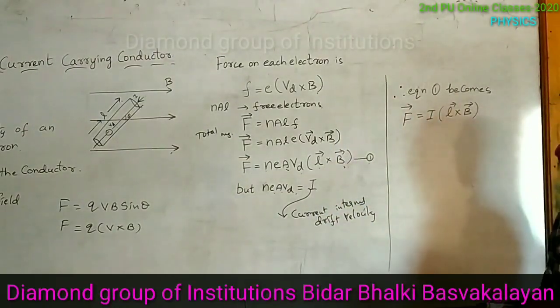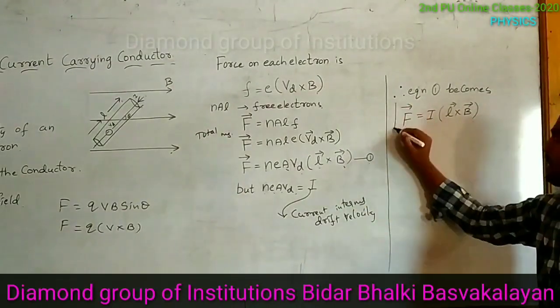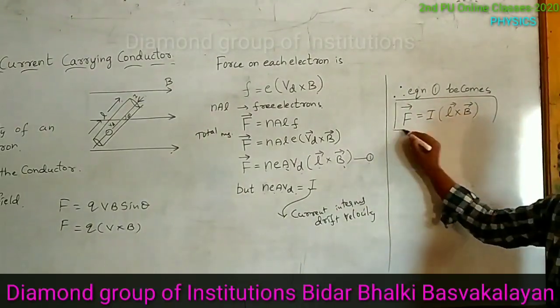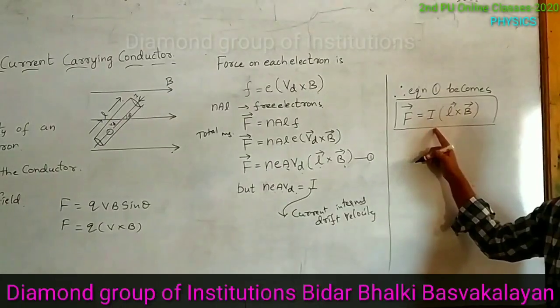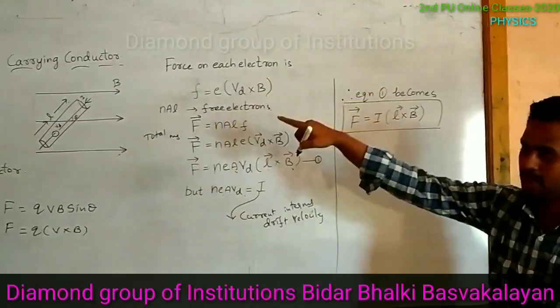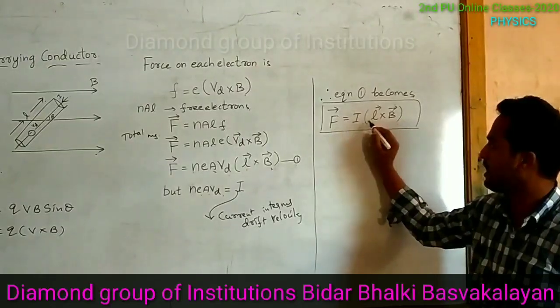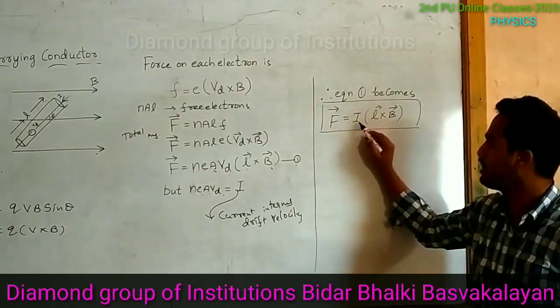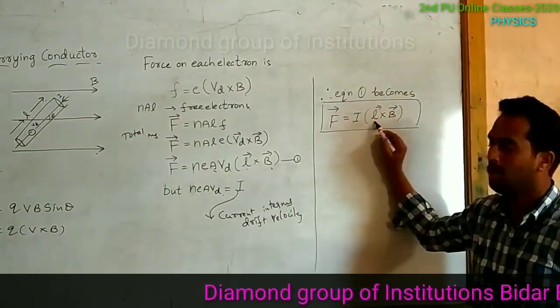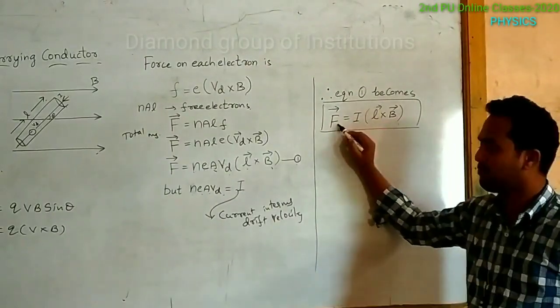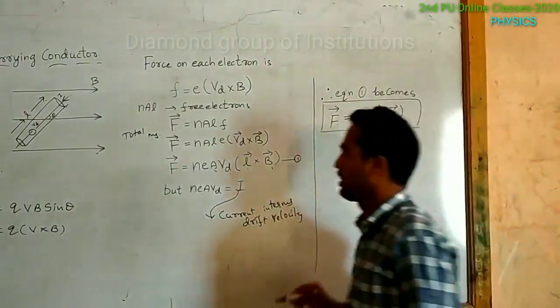So this is the expression for the magnetic force on a current carrying conductor. What is the final expression? F equal to I into L cross B. I means current, L means length, B means magnetic field, F means magnetic force. See once again.